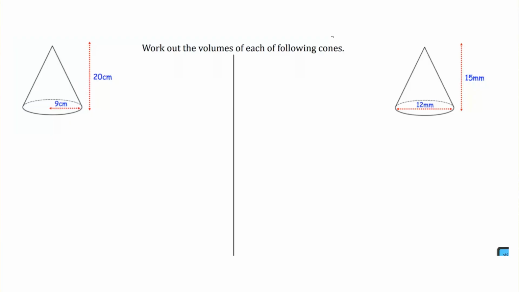Hello everyone. Today we will learn about how to find the volume of a cone if radius, height, and slant height are given. And I will explain a few other complex problems related to the volume of a cone. So stay till the end of the video.